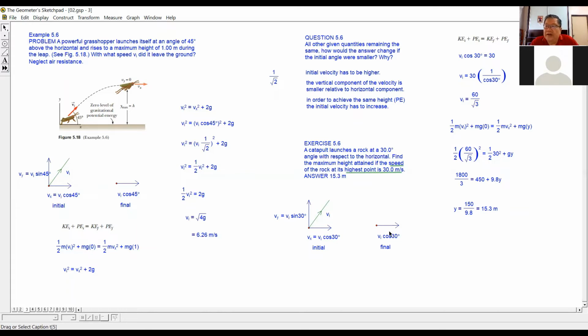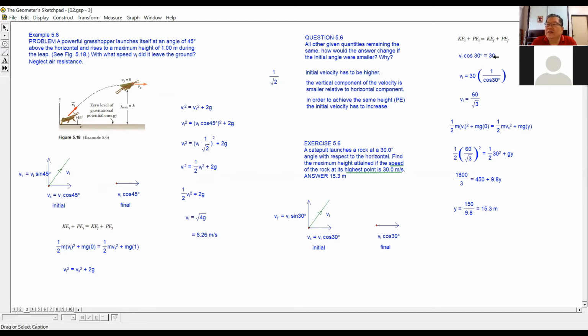So they are actually trying to tell us this horizontal component is 30 meters per second. Okay or not? So this 30 meters per second is not referring to the vertical component or the instantaneous velocity at an angle like that. They are referring to this. So Vi cos 30 equals 30 meters per second. So from here, I can solve for the value of Vi, that is the initial velocity.